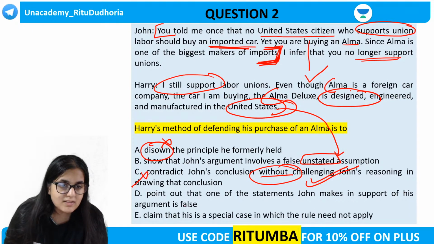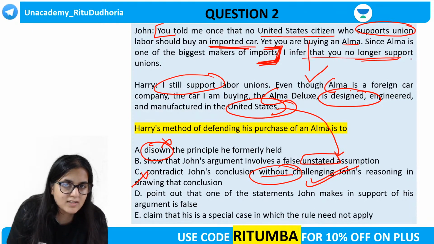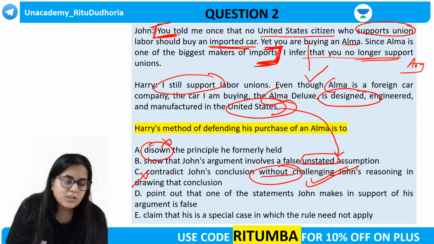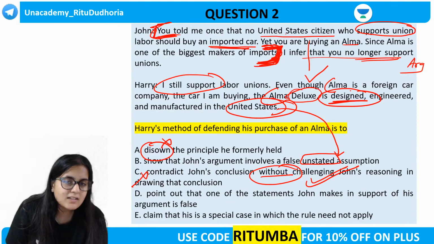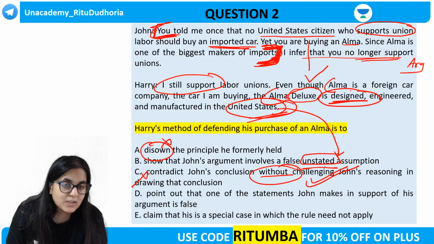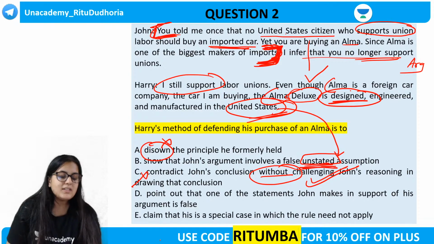One of the statements John makes in support of his argument. This is John's argument. What are the statements he makes in support of his argument? This part within the brackets, none of it is false. Anyone in the United States who supports union labor should not buy an imported car. It's true according to Harry. He is buying an Alma. True. Alma is the biggest maker of imports. True. None of these statements are false. इसमें से कोई भी statement false नहीं है. ठीक है, उसने सिर्फ एक चीज conveniently नहीं बताई, Alma तो खरीद रहा है पर Alma Deluxe खरीद रहा है जो United States का है. So he has conveniently skipped a point from his inference.